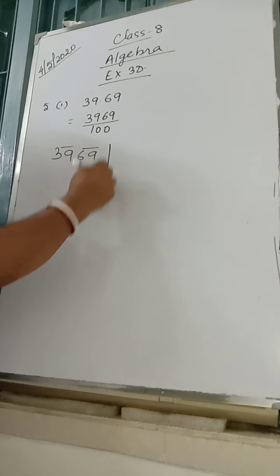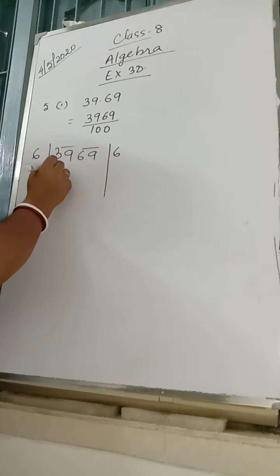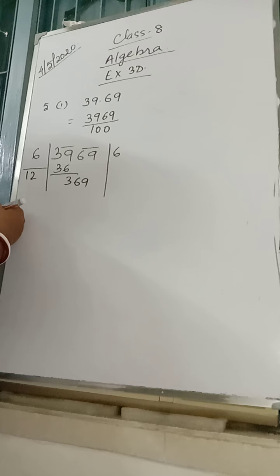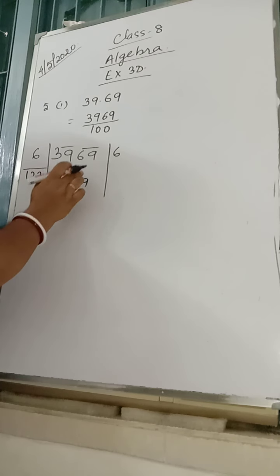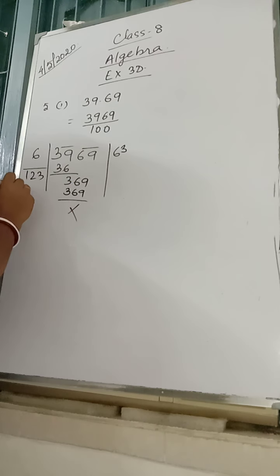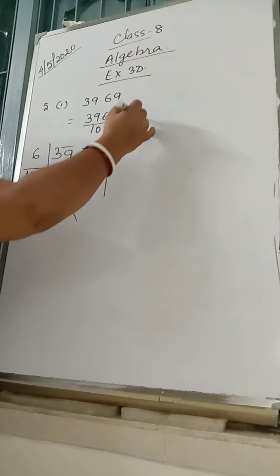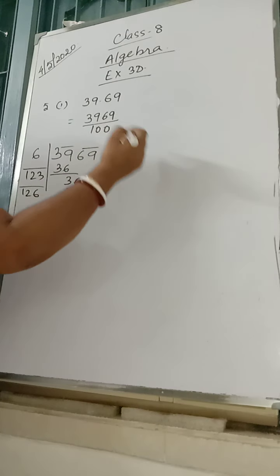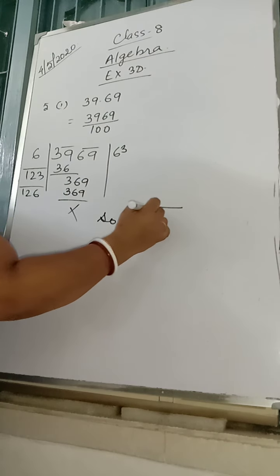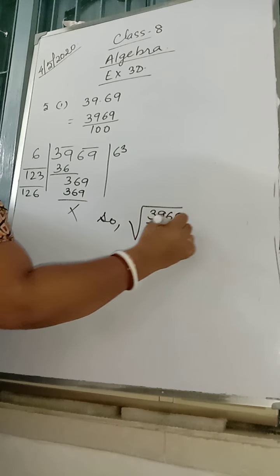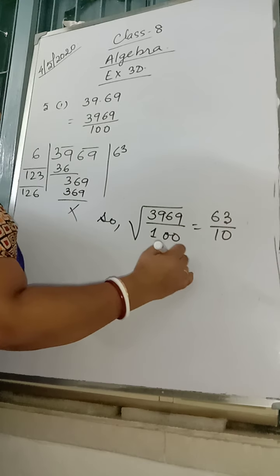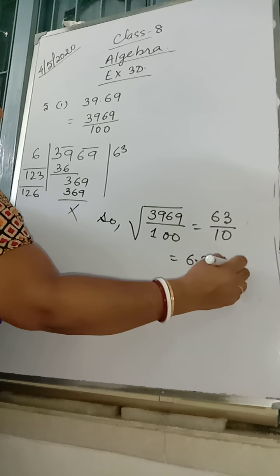3969, as I have told you, first make pairs. 6 6s are 36, 3 is the remainder, 69 is coming down. Double of 6 is 12. So we'll take 12 3s are 36, we'll take 3. So this gives you 63. And the square root of 100 is 10, we know. So therefore we can write the square root of 3969 by 100 is equal to 63 by 10, which is equal to 6.3.